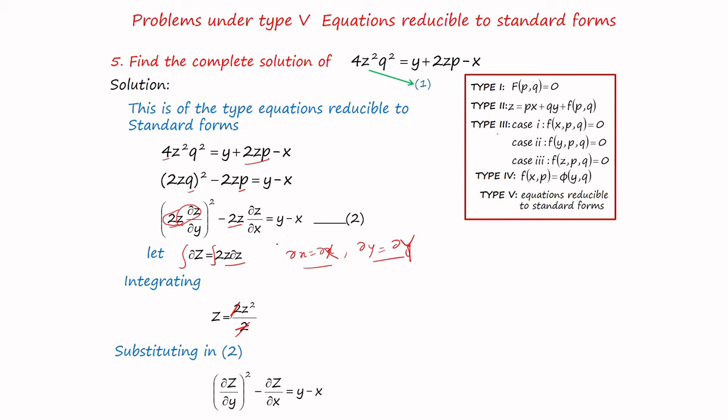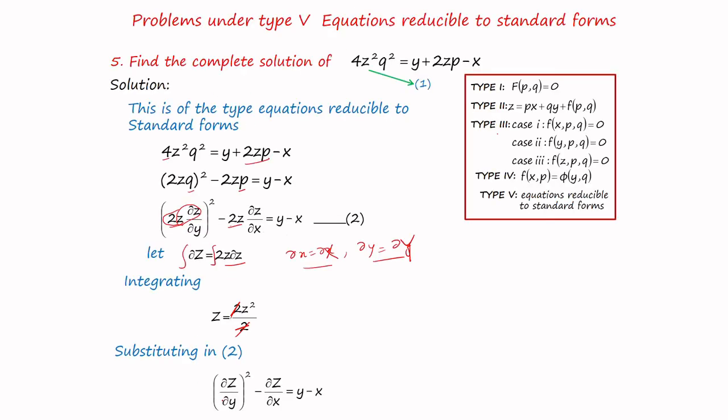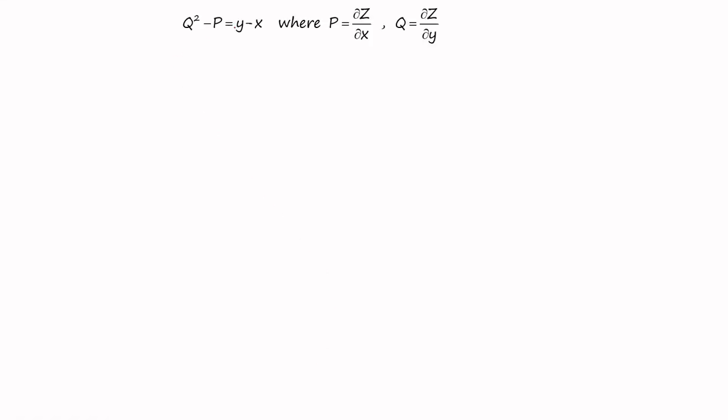Okay, and then we take the substitution: capital P is equal to ∂z/∂x, and capital Q is equal to ∂z/∂y. Then our problem becomes: Q squared minus P is equal to y minus x, after substituting these capital P and Q values here.